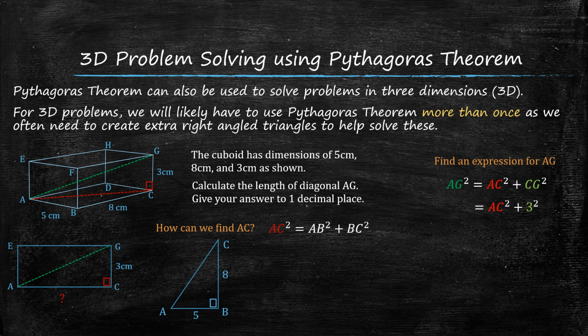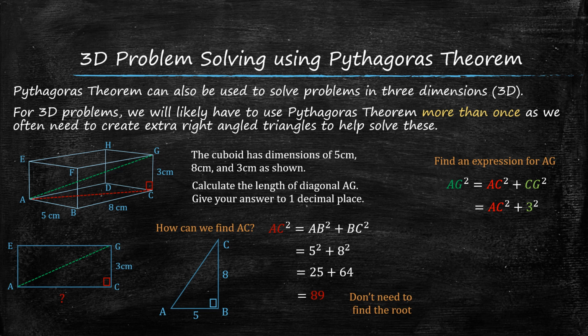AC squared equals AB squared plus BC squared, which is 5 squared plus 8 squared, 25 plus 64, which becomes 89. So AC squared is 89. Now we don't need to find the root of this because we'll just be squaring it again in the next step, so we can leave this as is.